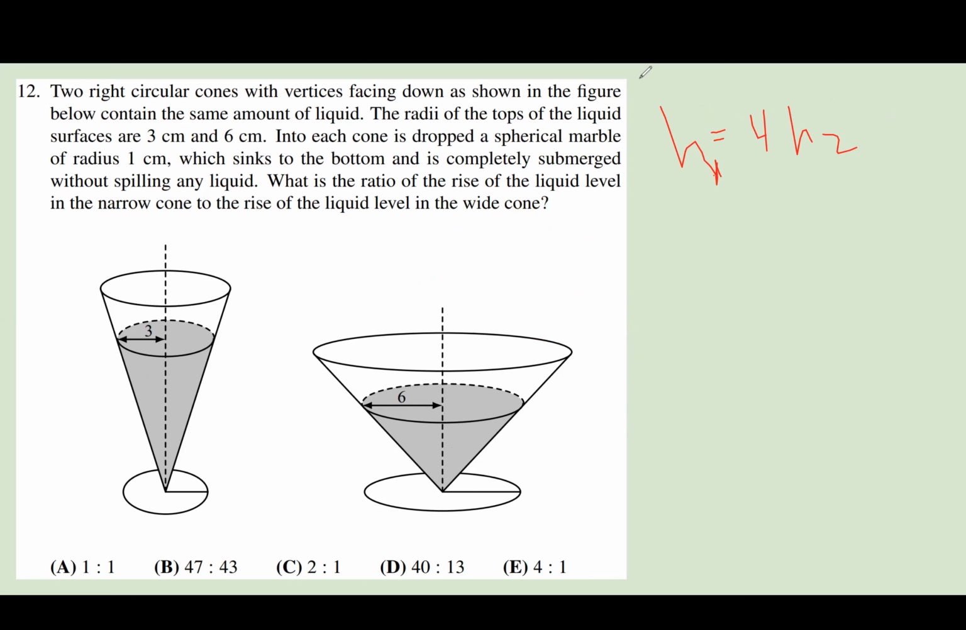So the height in the left one is equal to 4 times the height in the right one. So now we're adding a marble of radius 1 into this, right? So each one will increase their volumes by the same amount.